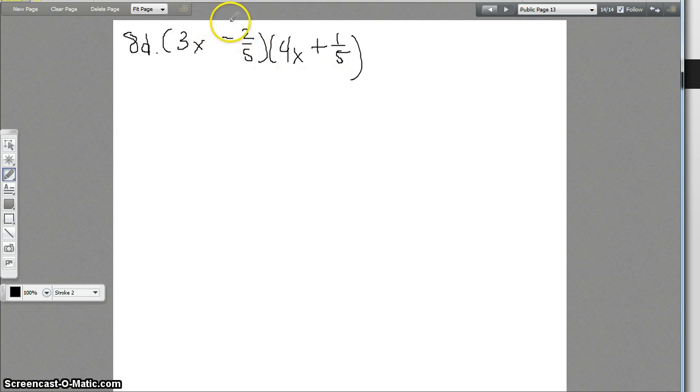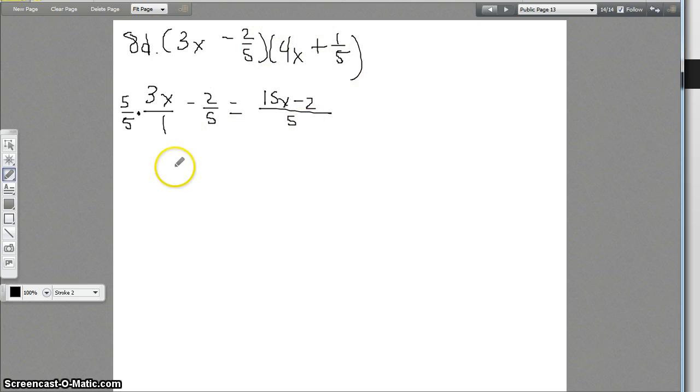So we need to make our first parentheses into a single fraction. We have 3x minus 2/5. The 3x we can assume is a fraction of 1. So to get a common denominator, we need to multiply that by 5 over 5. Our common denominator is 5. 5 times 3x is 15x. And then we just subtract the 2.